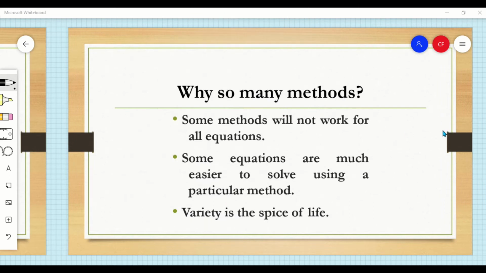Why so many methods? Kasi like what I said a while ago, may 5 methods para mag-solve ng quadratic equation. So, bakit nga ba maraming method? First reason is some methods will not work for all equations. Okay, though maraming method pero hindi po lahat yun applicable. Depende pa rin po sa equation. And some equations are much easier to solve using a particular method. Kagaya ng sinabi ko kanina, may mga equation na mas madaling gamitin yung extracting square root or quadratic formula. So, nakadepende pa rin po talaga sa equation. And also, variety is the spice of life.